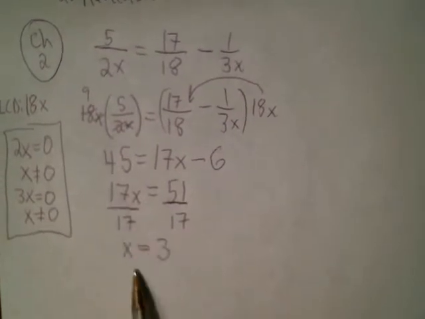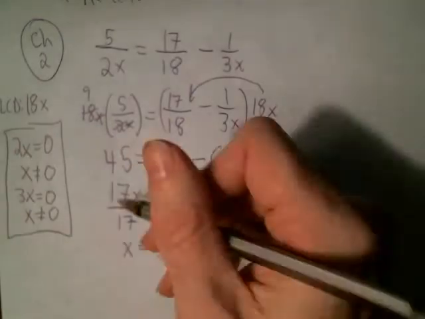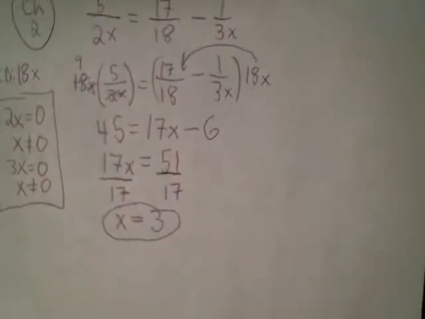At the end, you have to check this with your restrictions. Obviously, 3 is not the same as 0, so it turns out that this guy is a nice solution, and we can go on with our day.